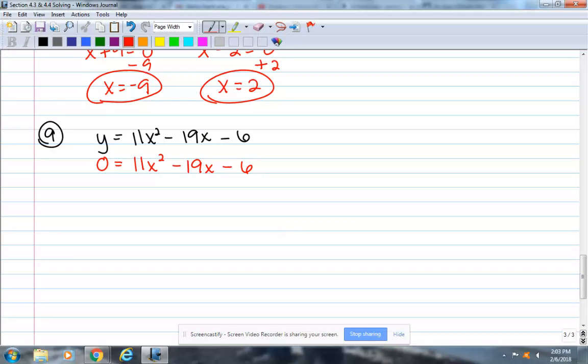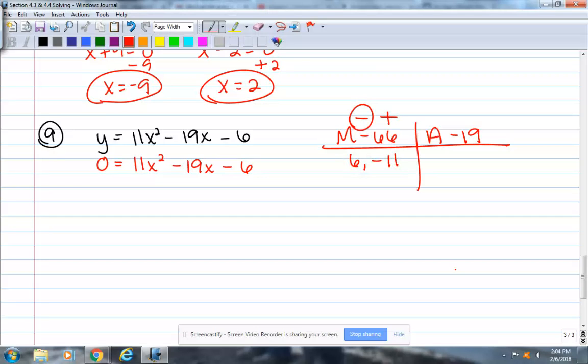Yep. Make a table. I need two numbers that multiply to get 6? Yep, first times last. And then add to get negative 19. Need a negative and a positive, and the bigger one is a negative. I'm going to let y'all think on that one for a second. Well, I know 6 times 11, and the bigger one has to be a negative. So that's 6 and negative 11. Is that going to add to get negative 19? No. So y'all throw me something else that multiplies.